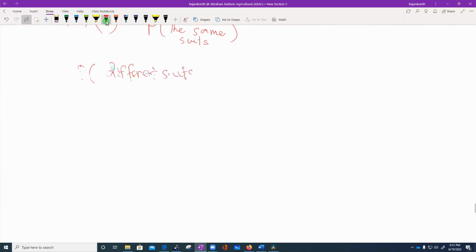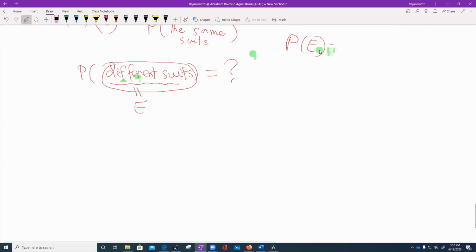Okay. This is the one they are asking us to find out. Am I right? Yes, sir. So if you denote the different suits as your event E, I'm going to change this event into its complement, because if I change different suits to the complement event, the problem will be much simpler. So what is the formula we have for a complement event? The probability of any event E is simply 1 minus the probability of the complement of that event.